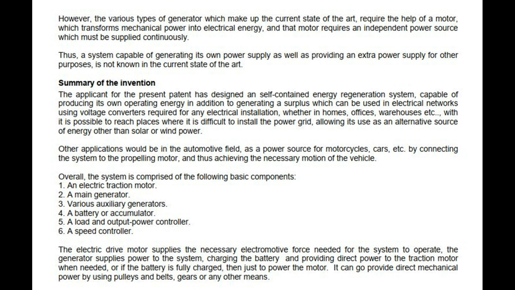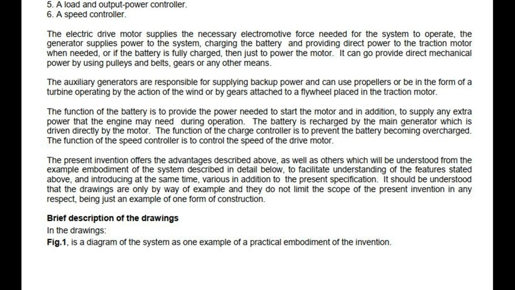6. A speed controller. The electric drive motor supplies the necessary electromotive force needed for the system to operate. The generator supplies power to the system, charging the battery and providing direct power to the traction motor when needed, or if the battery is fully charged, then just to power the motor. It can provide direct mechanical power by using pulleys and belts, gears or any other means. The auxiliary generators are responsible for supplying backup power and can use propellers or be in the form of a turbine operating by the action of the wind or by gears attached to a flywheel placed in the traction motor.